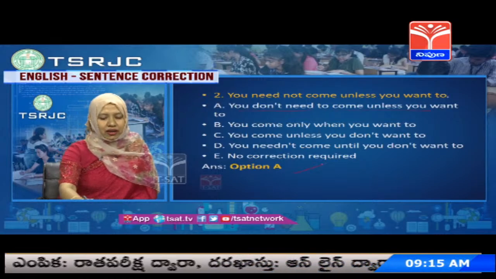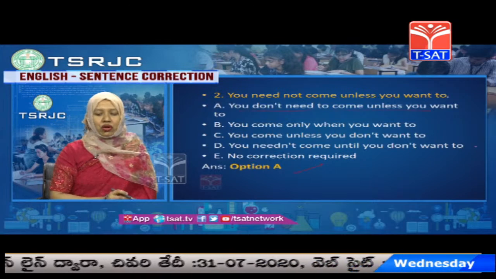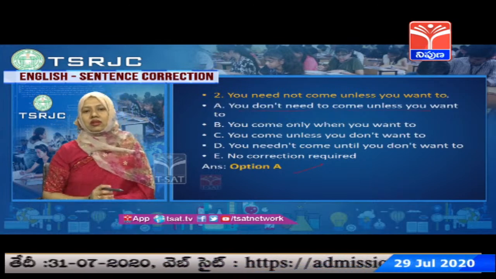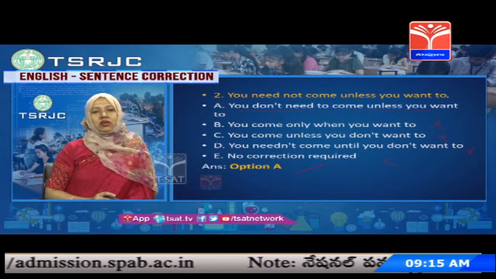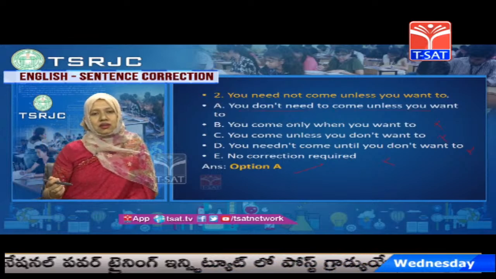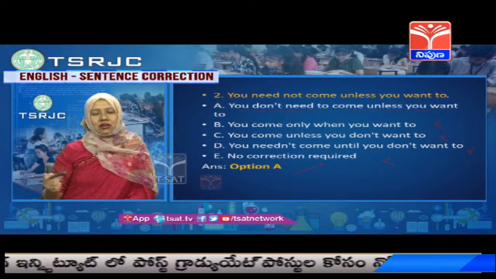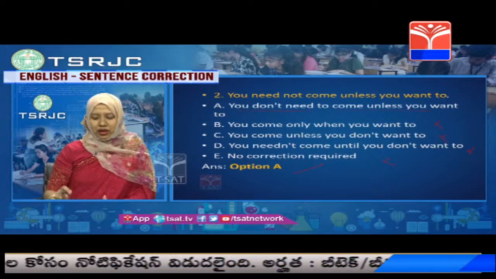Option A is correct. You need not come until you don't want to, you come unless you don't want to, you come only when you want to. These are all wrong options. So, try to start eliminating. Read all the sentences and check out which is the appropriate one. A is the most suitable one. So, the option will be A here.